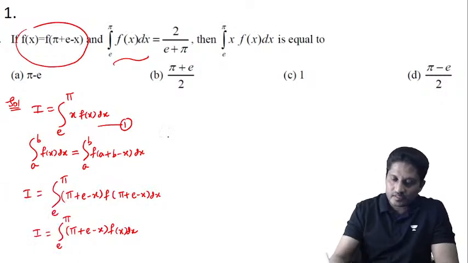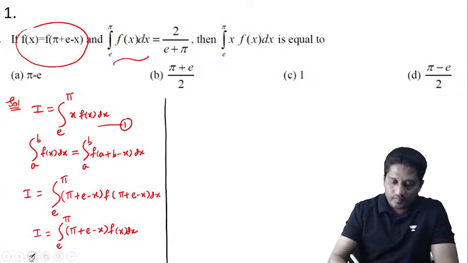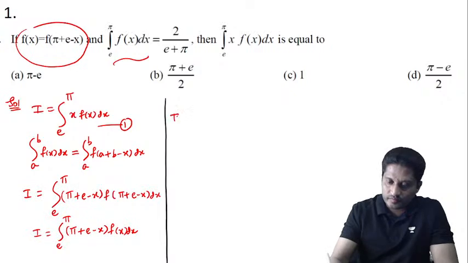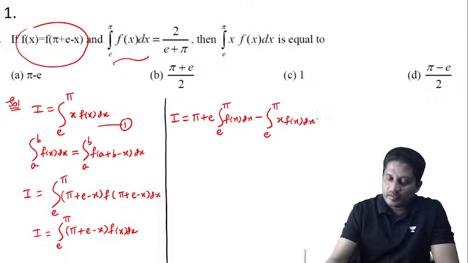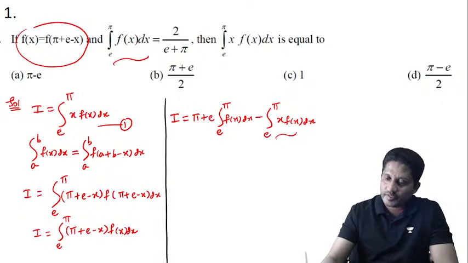Now if I multiply this, I is equal to integration of, if you open this bracket, multiply, this is pi plus e, integration of e to pi and then f of x dx, minus integration of e to pi and then x into f of x dx. Right, this is from equation 1. This is same as I.